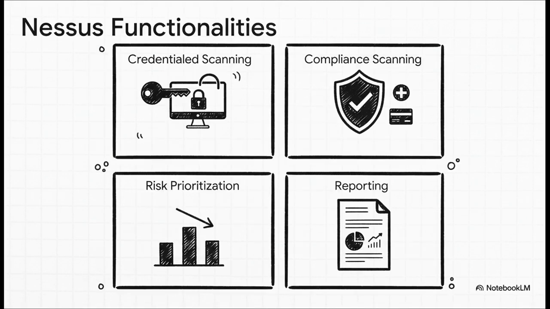So the key thing to understand about Nessus is its depth. It can do what are called credentialed scans, where you actually give it login details. This lets it look at a system from the inside to find stuff like missing security patches. It's like having the keys to the building versus just looking at it from the street. It also crushes compliance scanning with checks for standards like HIPAA for healthcare or PCI DSS for credit cards. It just makes reporting and prioritizing risk so much more powerful.